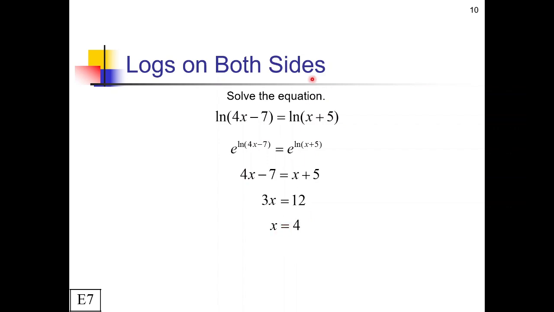Plugging this back in, 4 times 4 minus 7 is a positive, so that's fine. 4 plus 5 is also positive, so that's good as well. Nothing undefined at x equals 4, so we're going to take that as our answer.